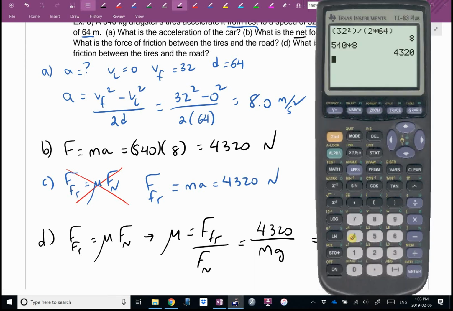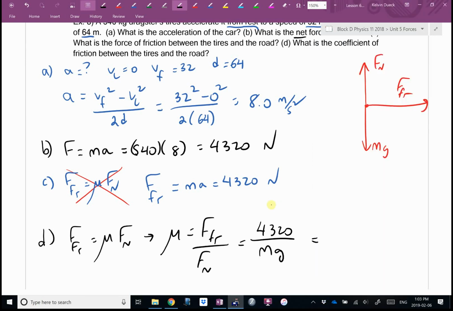It's going to be 4,320 divided by, I've scrolled down, what was the mass? 540? Times 9.8. 0.816? Not very good dragster tires. Good tires for a car, though. Julie, what are the units for the coefficient of friction? None. Because it's newtons divided by newtons. The newtons would cancel. No units.